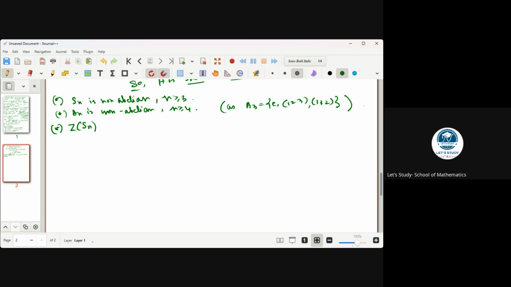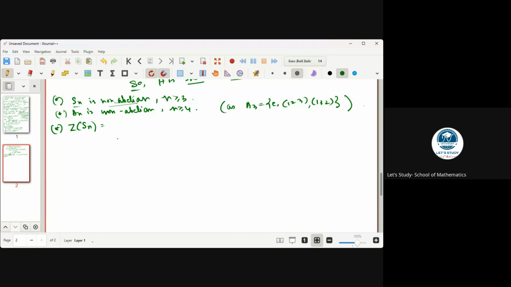I am just trying to say that the same conditions will be followed. Sn is non-abelian, and we have shown it that way. We can show that An is non-abelian. The construction will be more or less the same; we just have to apply some trick to make it an element of An. But the construction will be the same. But okay, I am showing you.